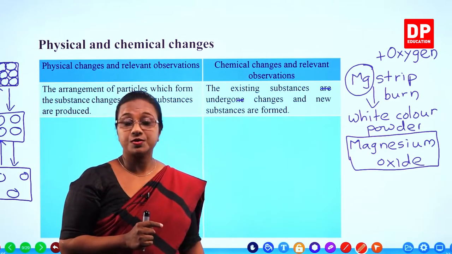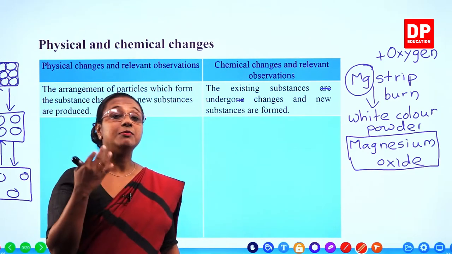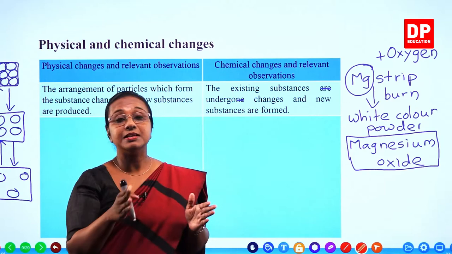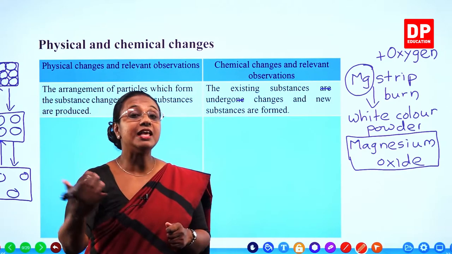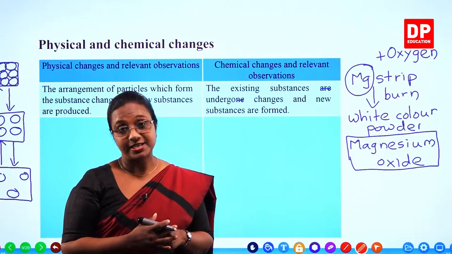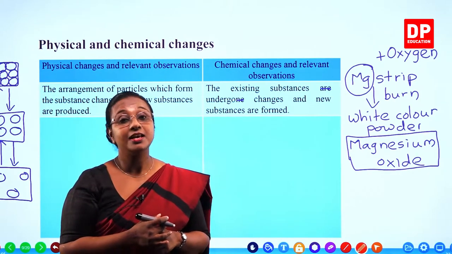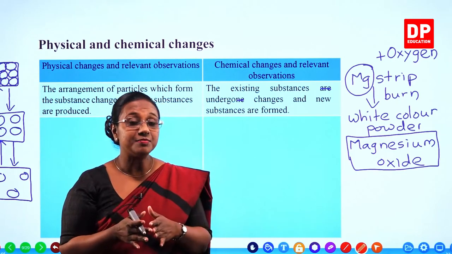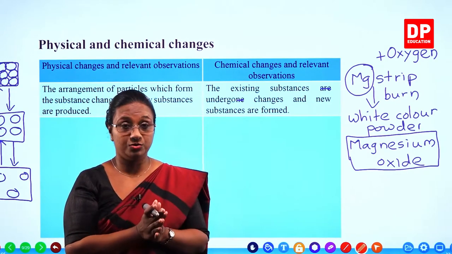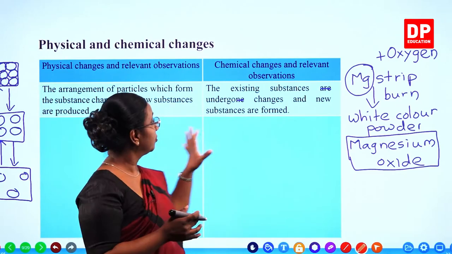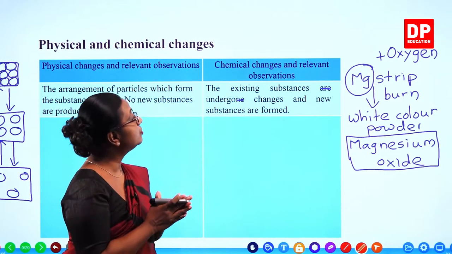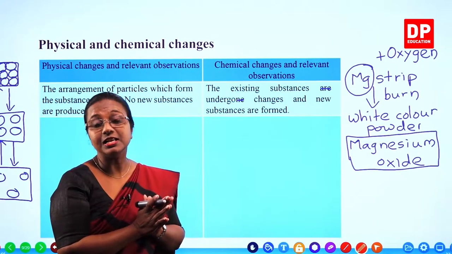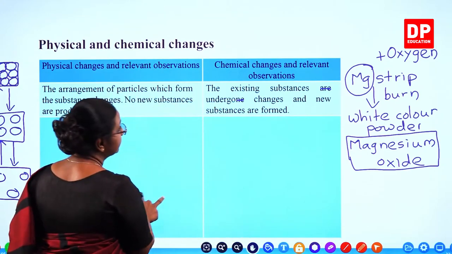You can remember even the reaction between magnesium and dilute sulfuric acid. So the existing substances are magnesium and dilute sulfuric acid, and when they react, there is liberation of gas. It is actually hydrogen gas that is evolved. So it is the hydrogen gas that is a new substance. At the same time, there is magnesium sulfate produced. So that is also a new substance. So in a chemical change, there are new substances formed. So that is the main difference between chemical and physical changes. Now we will look at some examples.